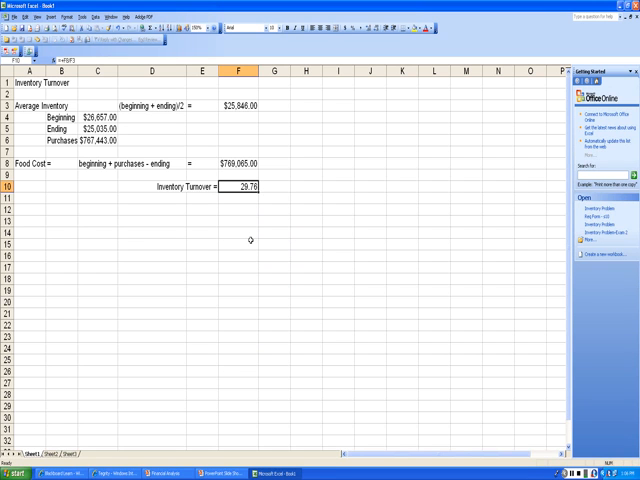So essentially, we bought and replaced our inventory almost 30 times within a year. So every week and a half, we essentially went through our entire inventory. So that's a good inventory turnover rate. If we were at like 5, that's going to be really low, and so we're going to have to go back and question. So that's kind of the quick inventory turnover.